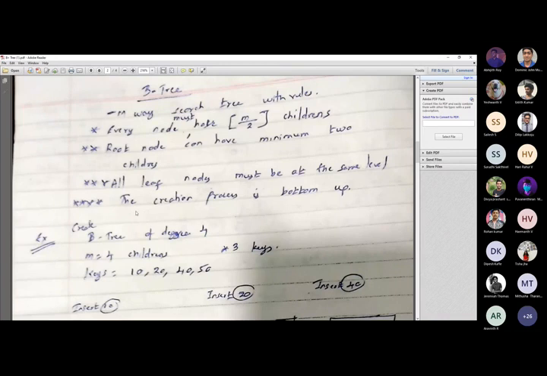Again, in B tree, all the leaf nodes must be at the same level, and the creation of B tree is going to be from bottom up, right? So for example, consider an example. Create a B tree of degree 4. So m value is going to be 4. It has 4 children, so you have 3 key values.